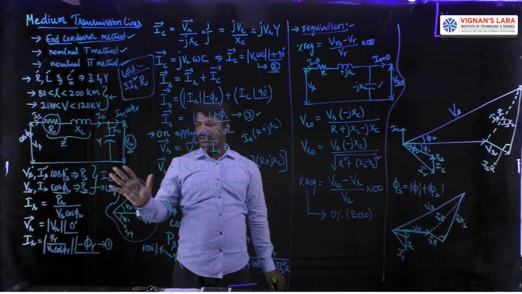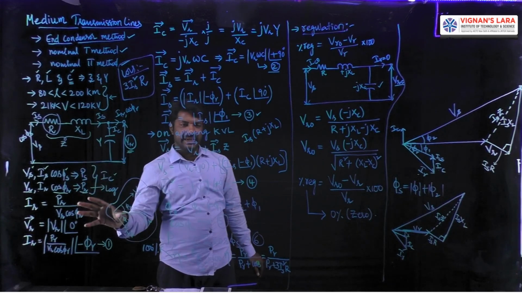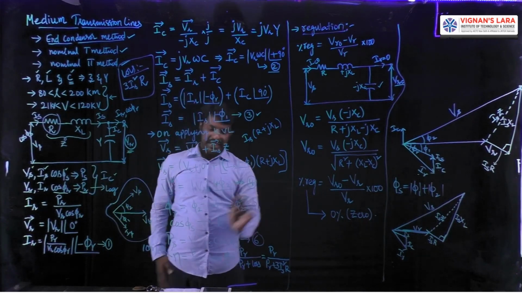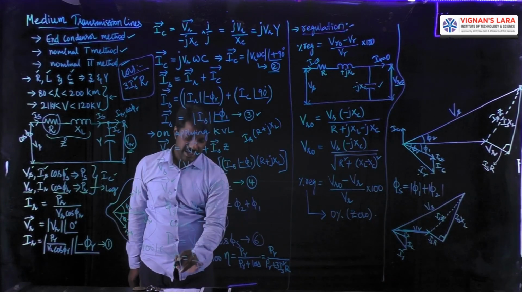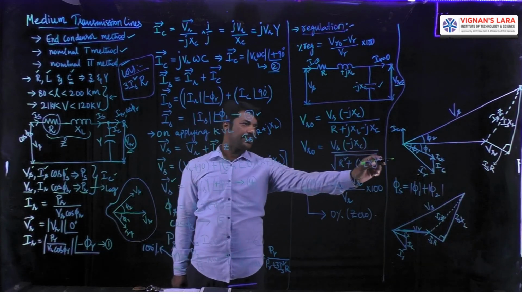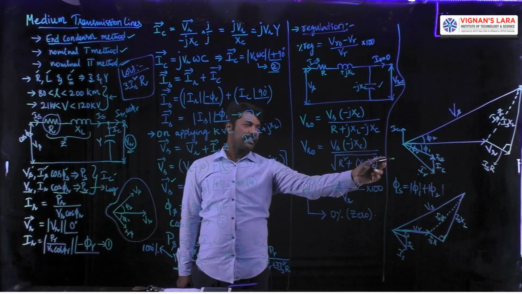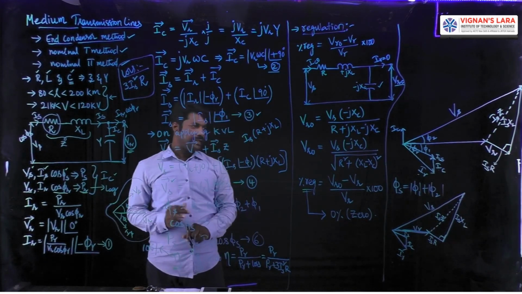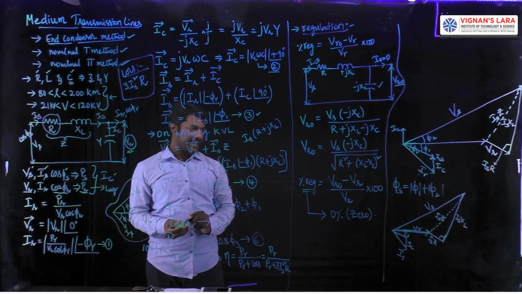Alright. So the diagram was shown first. Later, all the mathematical analysis with equations were given. Finally, the judging parameters called efficiency and regulation were calculated. At last, we concluded our class with drawing the phasor diagram. And we will see the problem as a continuation to this.